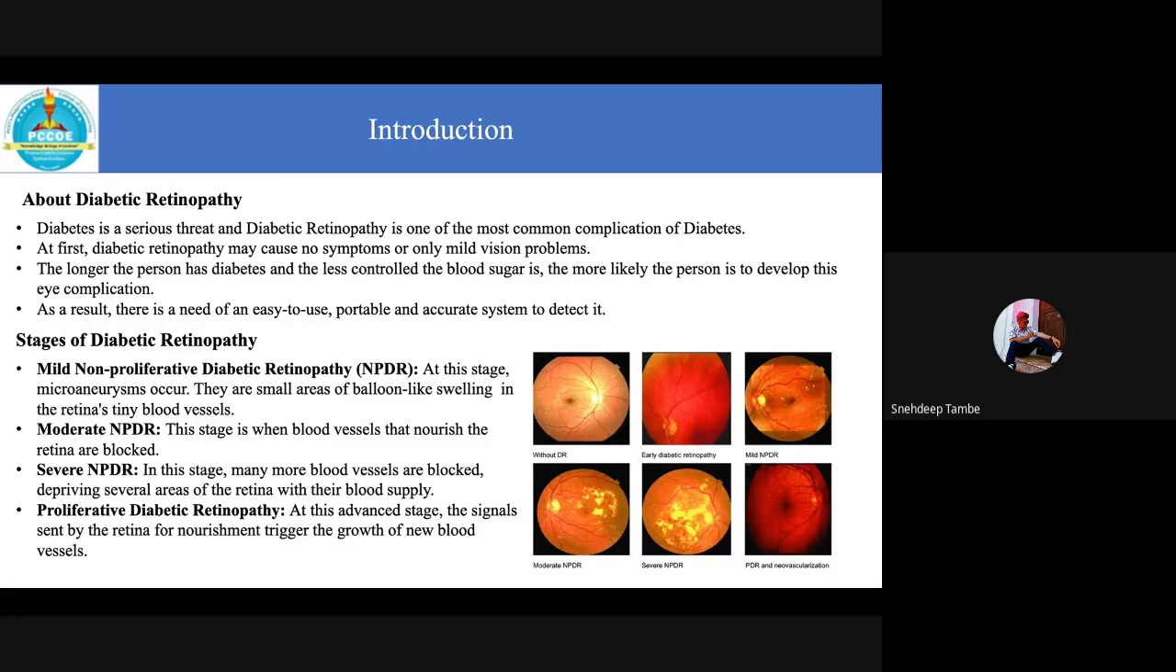So, introduction of the disease. Diabetic retinopathy is an eye condition that can cause vision loss and blindness in people who have diabetes, and it affects the blood vessels in the retina. The disease is mainly divided into four stages, as given: mild non-proliferative diabetic retinopathy, moderate NPDR, severe NPDR, and proliferative diabetic retinopathy.